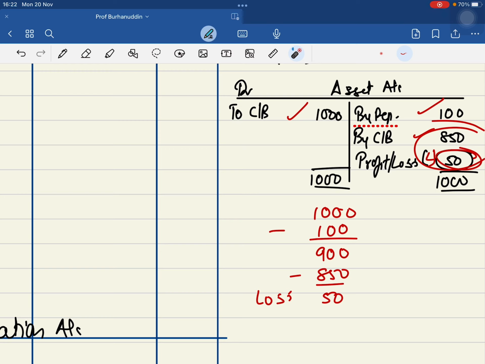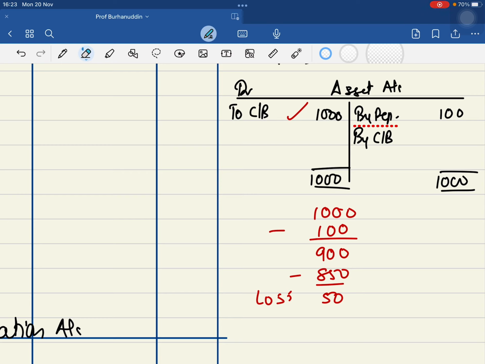So it came at cost, so it will go at cost. But you are going to record the selling price. And why are you recording the selling price? Because you want to find out the profit or loss on the asset. Now, let me change the numbers a little. I'll erase this. Instead of 850, do you know what I am taking here? I am taking it as 925.